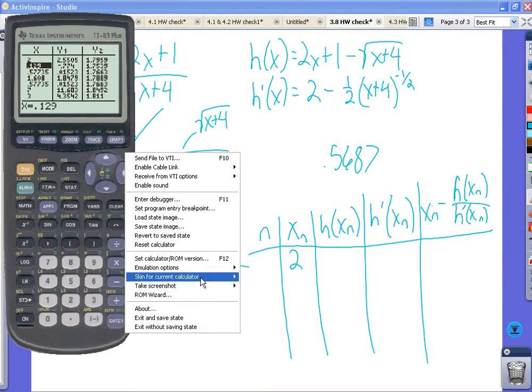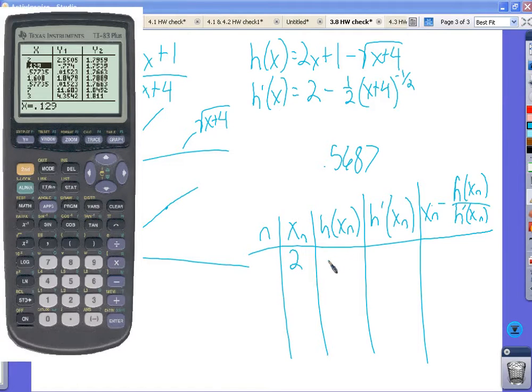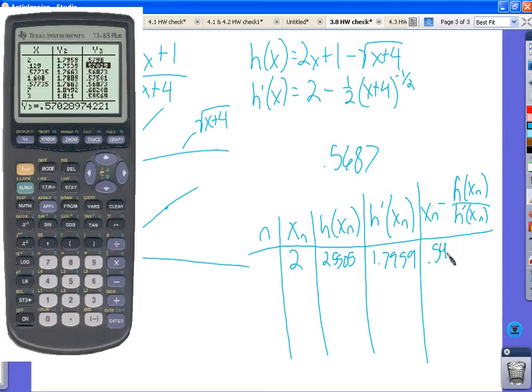Which means our h of x of n is 2.5505. This is 1.7959. And we can move over to the third function. We get 0.5798. And there they are. And then enter in that one, 0.5798. Enter. That's our first. This is our second iteration.